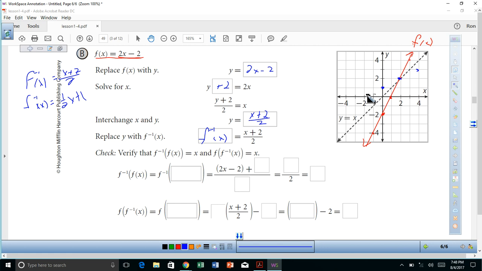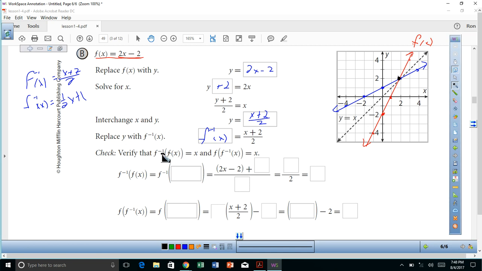Up 1 and right 2. And let's go down 1 and left 2. Down 1 and left 2. And draw us a line. I want you to notice something. See if you notice it. What do you notice? You notice that they both cross the y equals x line at the same point. That's significant.